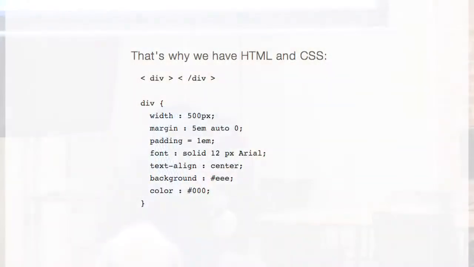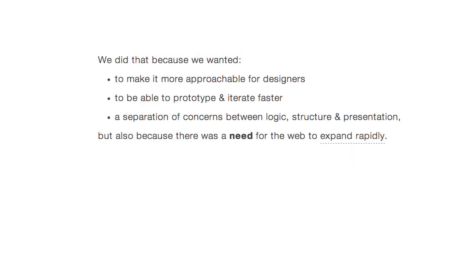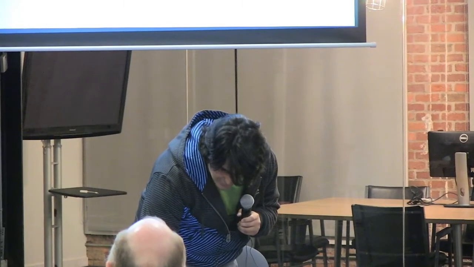So the revelation, right? We don't really do that. We use markup and CSS because, why? Because we wanted to iterate, we wanted to prototype fast, we wanted to make it more approachable to web designers. We wanted, first of all, to create a lot of content. We wanted a lot of web pages done fast.